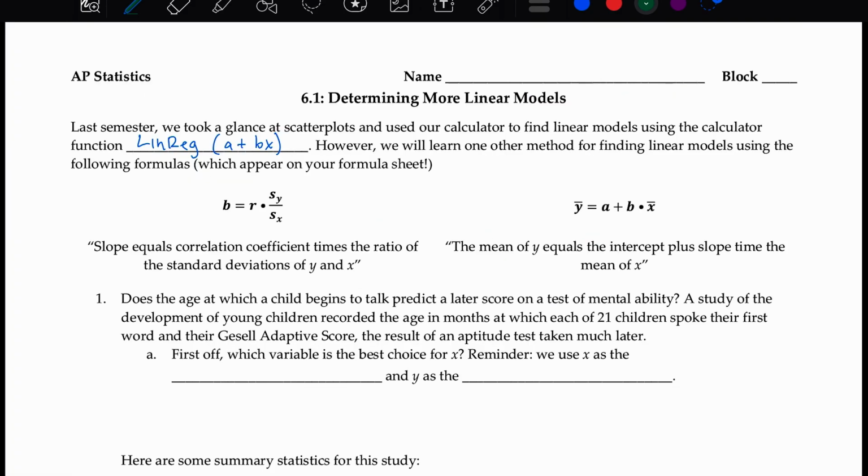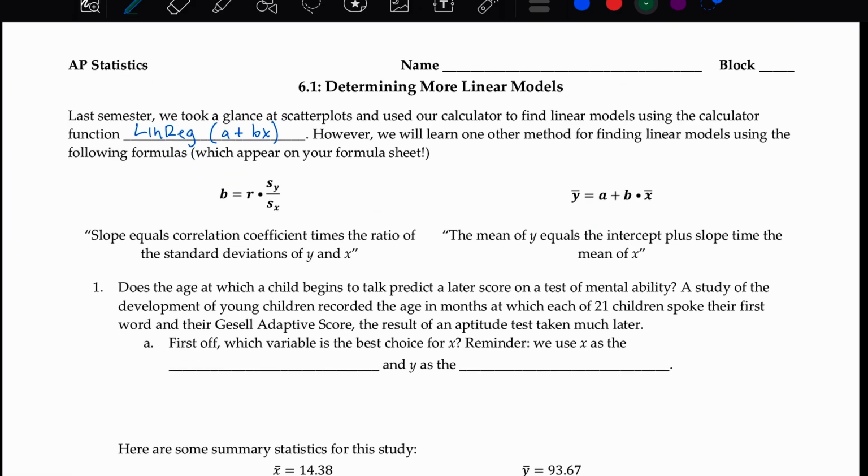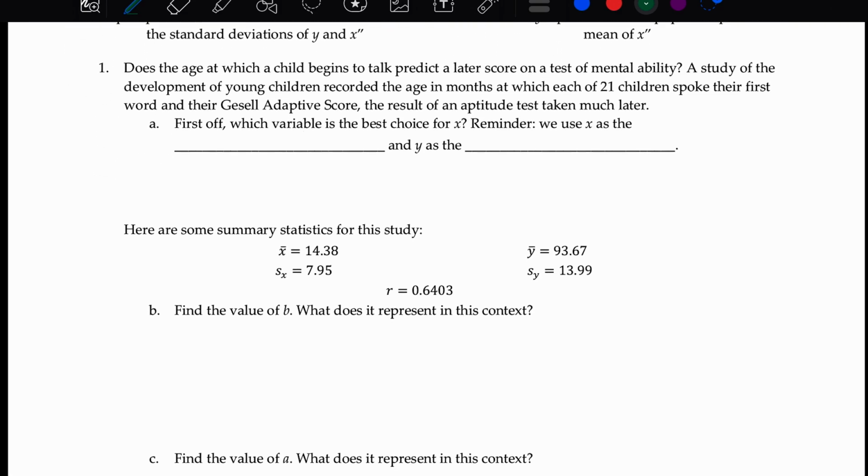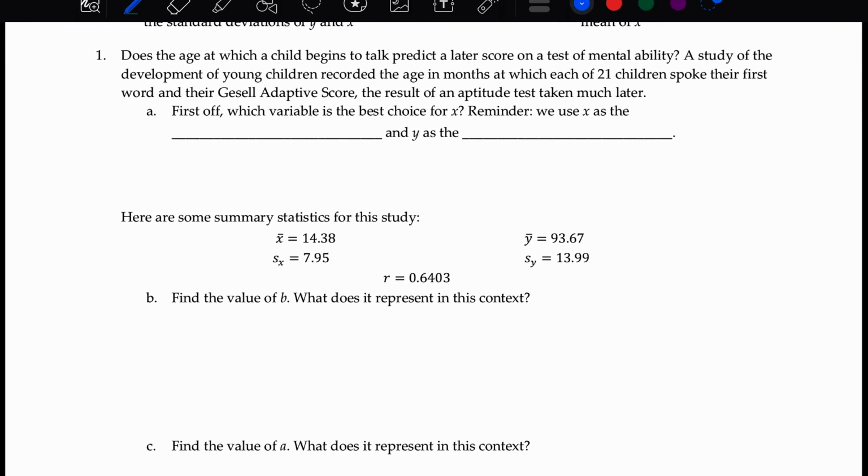So let's head back over and take a look at a problem involving this. Does the age at which a child begins to talk predict a later score on a test of mental ability? A study of development of young children recorded the age in months at which the 21 children first spoke their first words and their Gesell adaptive score, the result of an aptitude test taken much later.